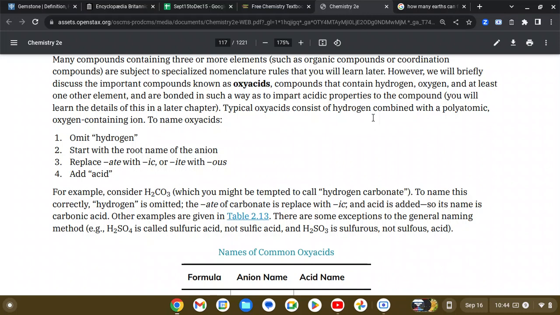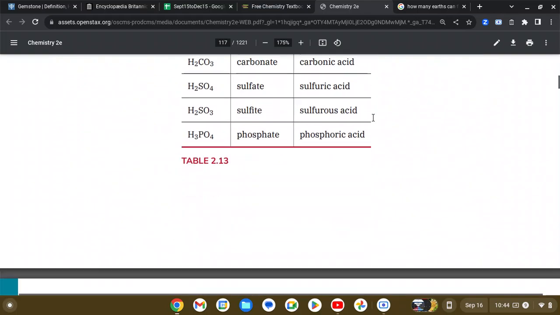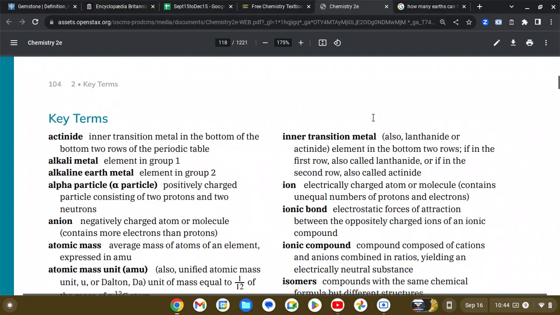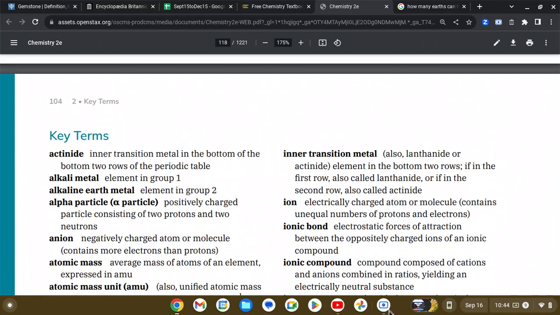There are some exceptions to the general naming method, e.g. H2SO4 is called sulfuric acid, not sulfic acid, and H2SO3 is sulfurous acid, not sulfous acid. All right. And that is it for that chapter, Chapter 2, Chemistry.